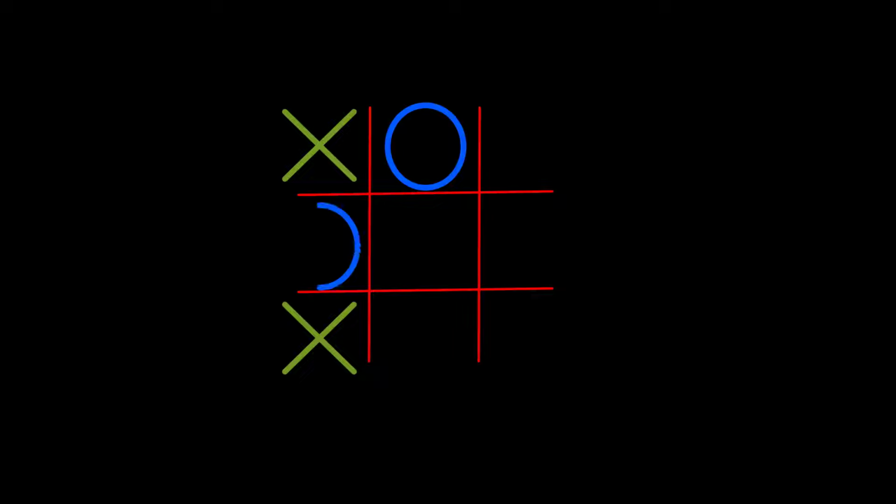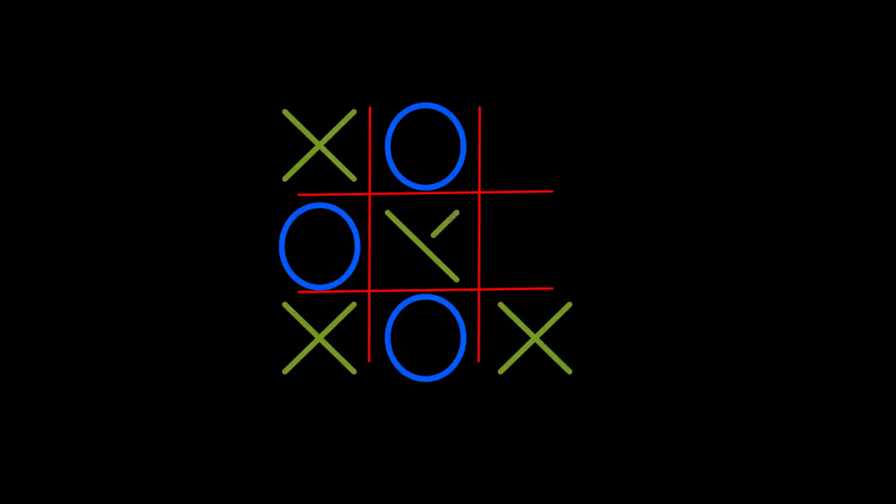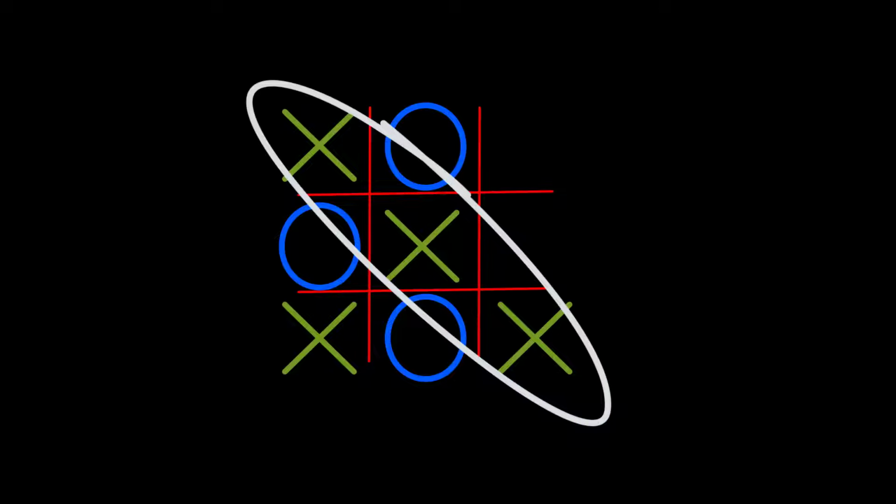You've probably played this game before. It starts with a 3x3 grid. The goal is to get either 3 X's or 3 O's in a row. If a player is able to get either 3 X's or 3 O's in a row, then that player wins. 3D tic-tac-toe has the same goal. Get 3 of your symbols in a row.